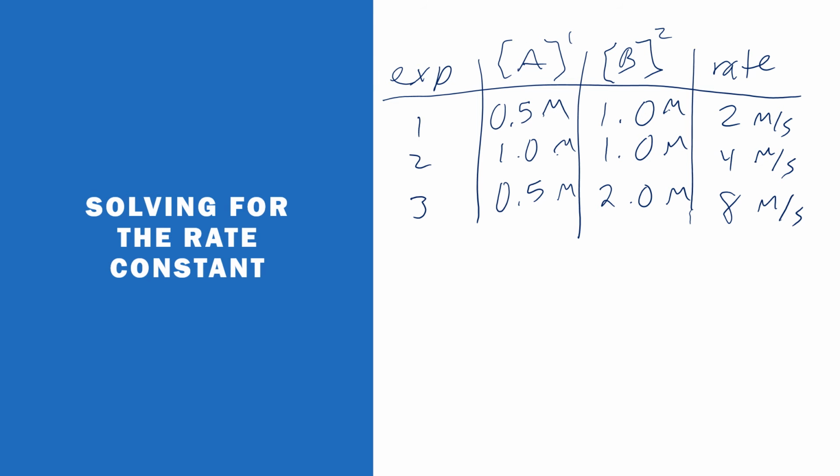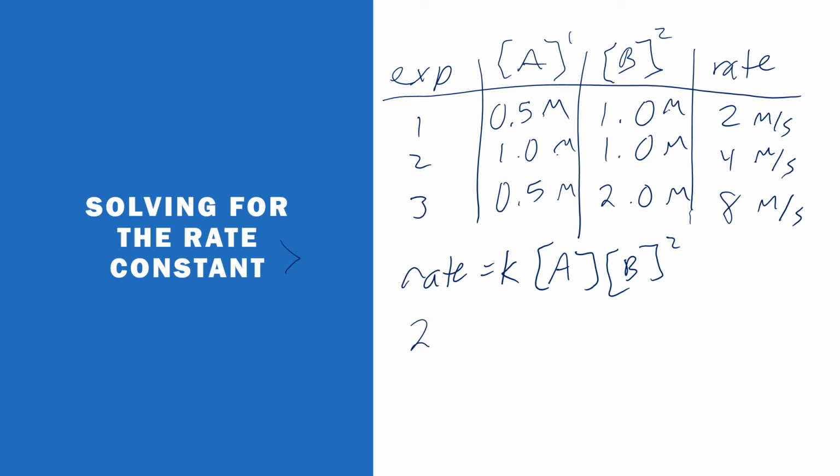Okay, so once you figure out the order with respect to different substances, they could ask you a couple follow-up questions. They could ask you to write out the rate law, which will be something like this: rate equals K, A to the first power, B to the second power. You can write the 1 in, but you don't need to. The other thing they could ask you to find is the actual value of the rate constant K. So what you do is just pick an experiment. It doesn't matter which one. I'm going to use the first one.